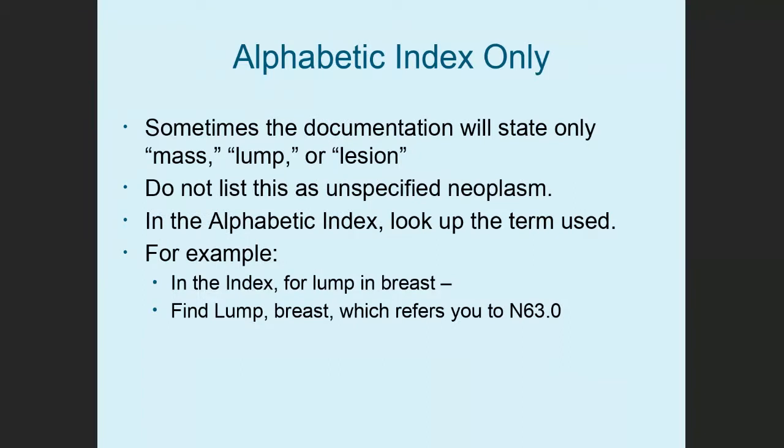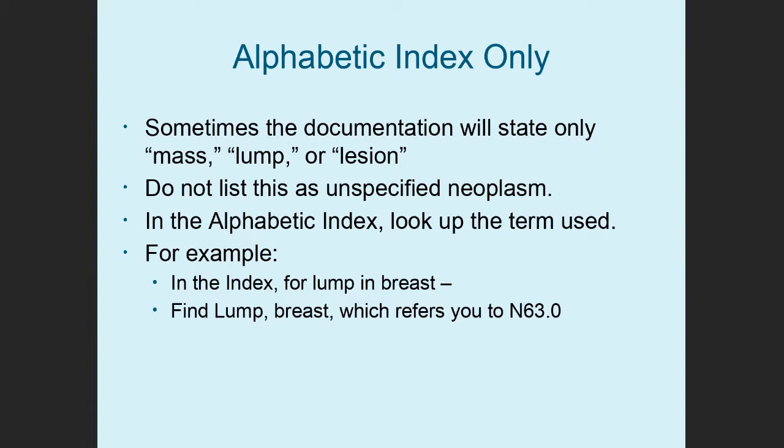Sometimes the documentation will list something very vague, such as mass, lump, or lesion. Often it's something that's going to be followed up at a later visit, but at this point, all we know is that it's mass, lump, lesion. This is not the same as a neoplasm. So look up the term used in the documentation, mass, lump, lesion, and that will list a code there. So you don't have to do with the neoplasm table at all.